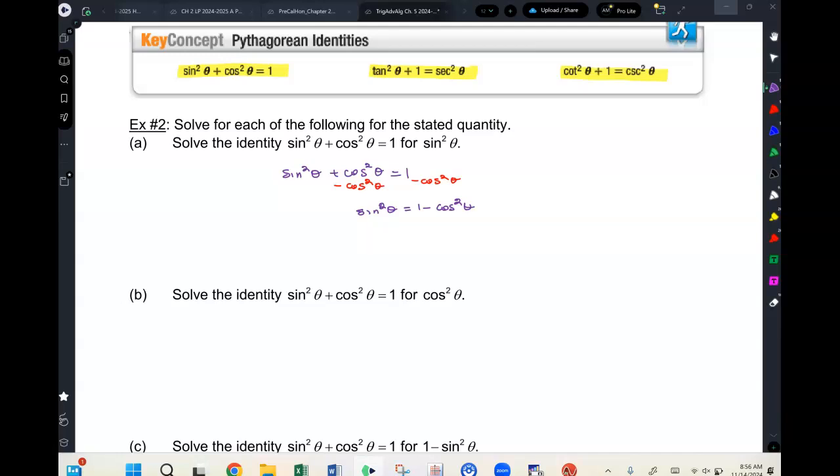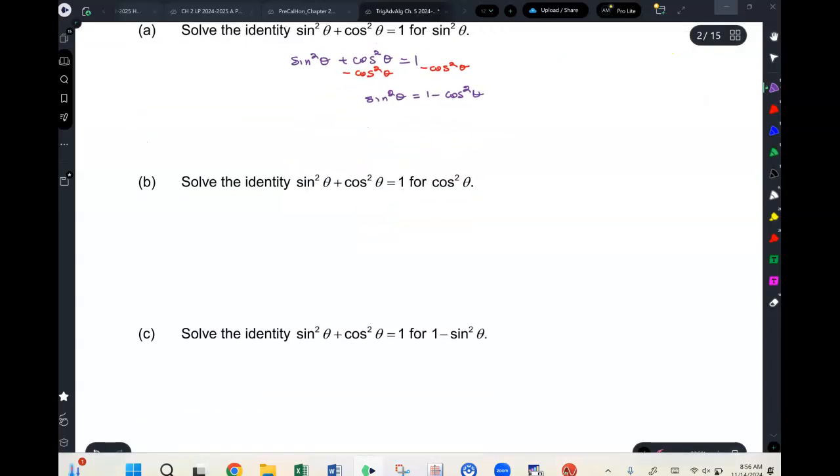This is important because later we're going to have to rearrange these identities to fit the context that we want, okay? All right, this one, we're going to solve for cosine squared theta, right? So we're going to solve this for cosine squared theta. So what should I do with cosine squared theta?